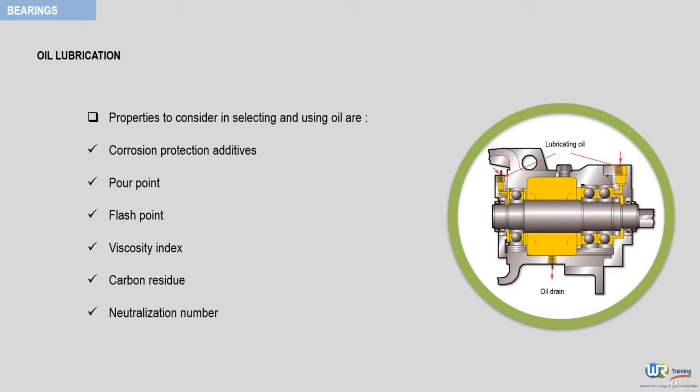The lubricant manufacturer publishes a data sheet detailing the characteristics of their products. You should get this sheet, study and understand the properties of the lube oil you're considering for use in your pump bearings.